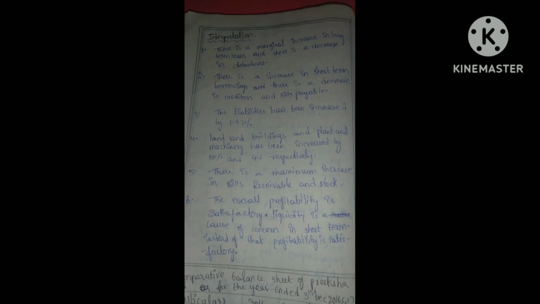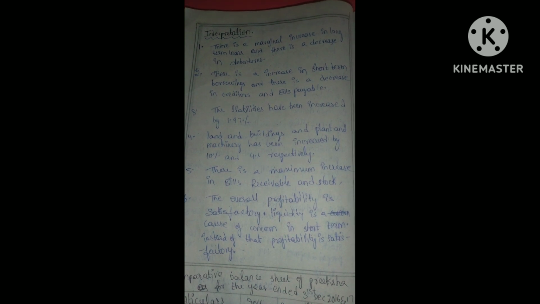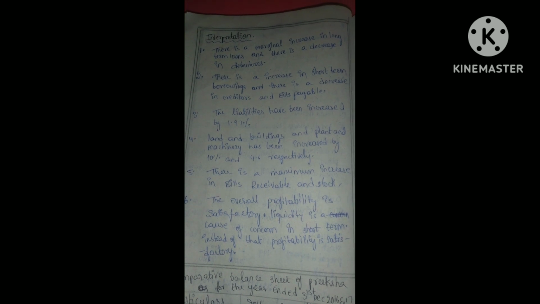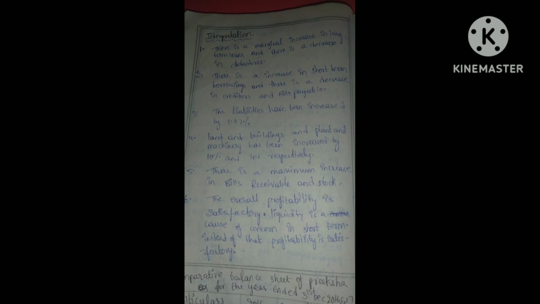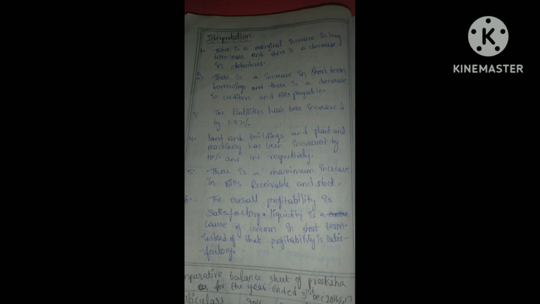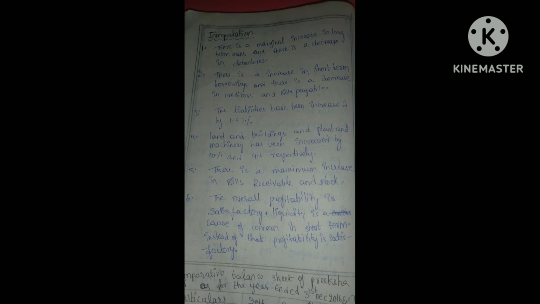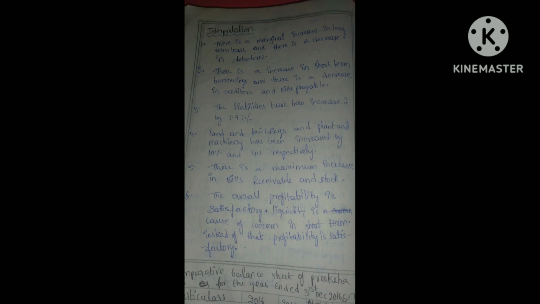and fifth interpretation is there is a maximum increase in bills receivable and stock, and sixth interpretation is the overall profitability is satisfactory, liquidity is a cause of concern in the short term, instead of that profitability is satisfactory. So in every interpretation, for every sum we have to write a minimum of 6 interpretations, so that the person who corrects our paper can easily know that he or she may have done the problem correctly.